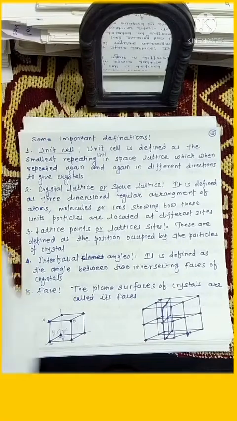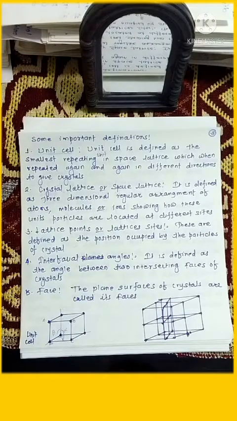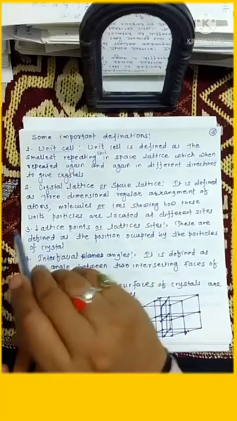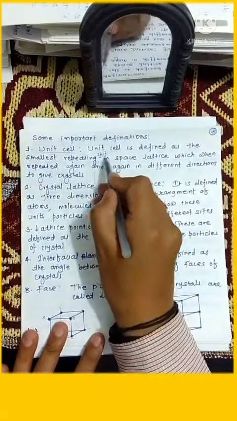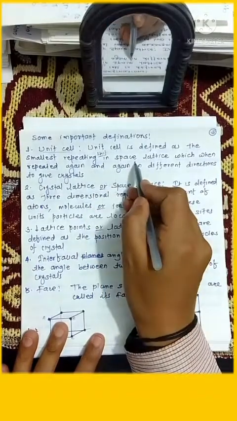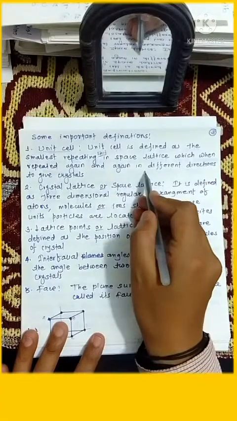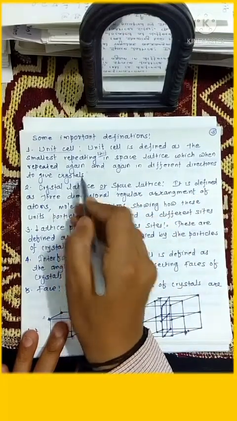Now, we are going to see some important definitions related to solid state. The first term is unit cell. A unit cell is defined as the smallest repeating unit in a space lattice, which when repeated again and again in different directions gives the crystal.